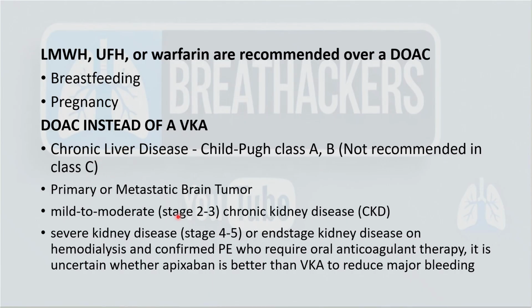Then coming over to the conditions where DOAC is preferred over warfarin. So of course, in chronic liver disease, in Child-Pugh stage A and B, C they don't have much data. Primary or metastatic brain tumor, of course. In CKD, you can give it in stage 2 to 3, mild to moderate CKD, but also in 4 to 5, what they say is if you have confirmed PE and the patient is on end stage kidney disease, on dialysis, and needs oral anticoagulant therapy, they say it is uncertain whether apixaban is better than warfarin to reduce major bleeding. They have not said an absolute contraindication. It's a clinician-based decision.